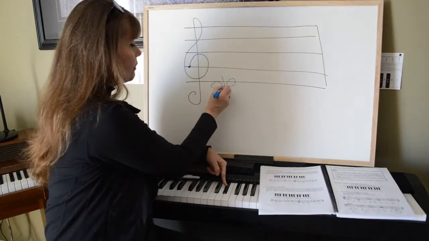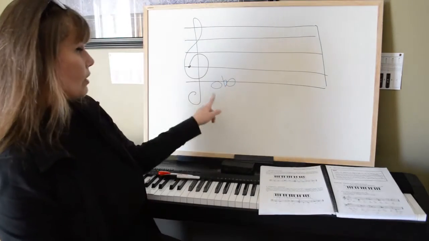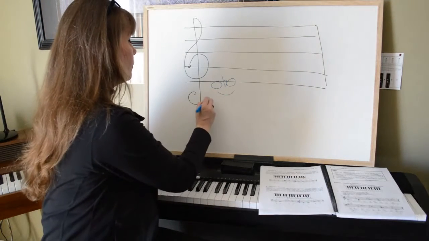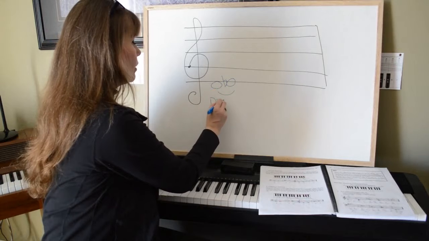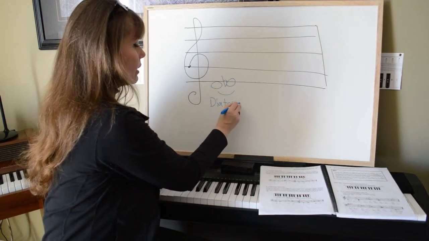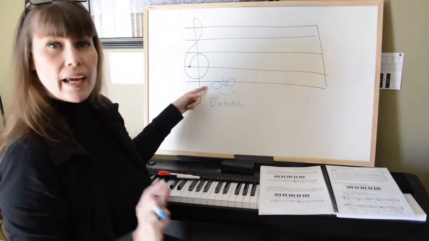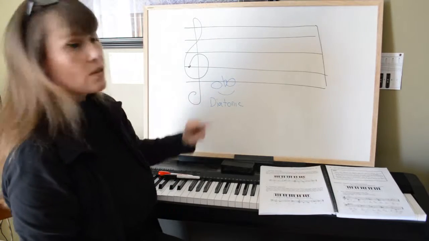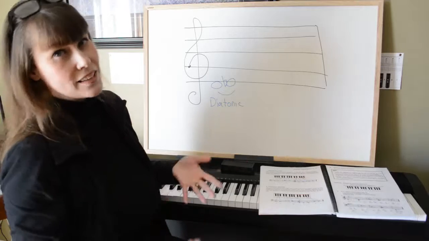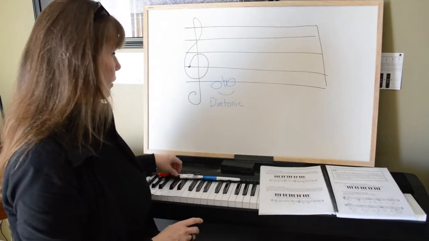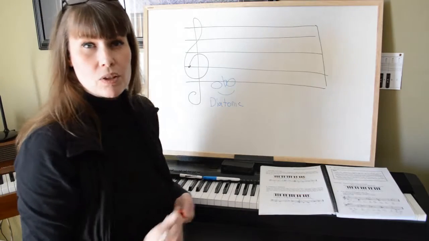So if we add a flat in front of our E, we have a diatonic semitone, and we'll just write the word diatonic. Because it's a semitone on the keyboard, it moves by a half step, but both of these notes are different. Diatonic, different.